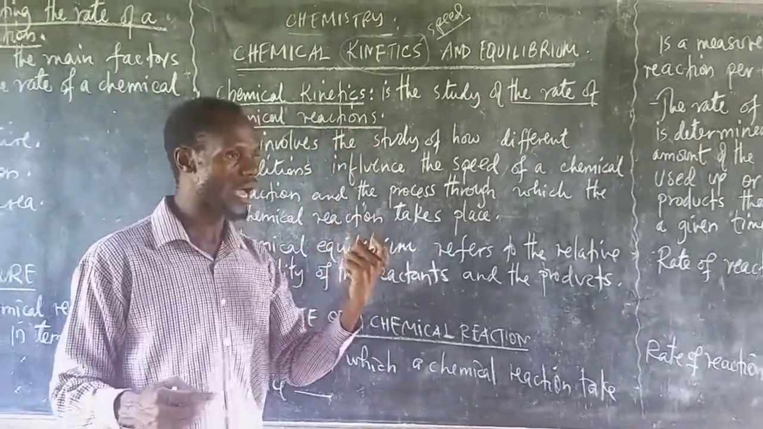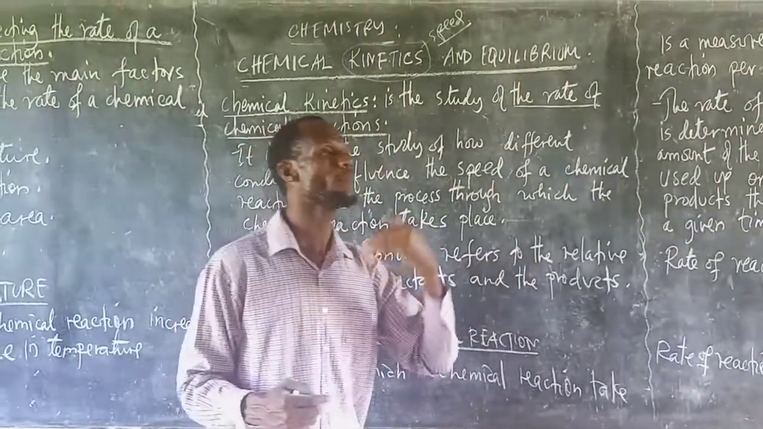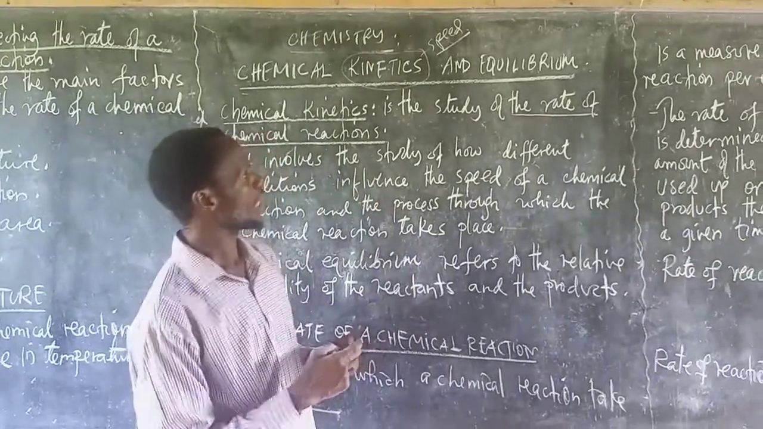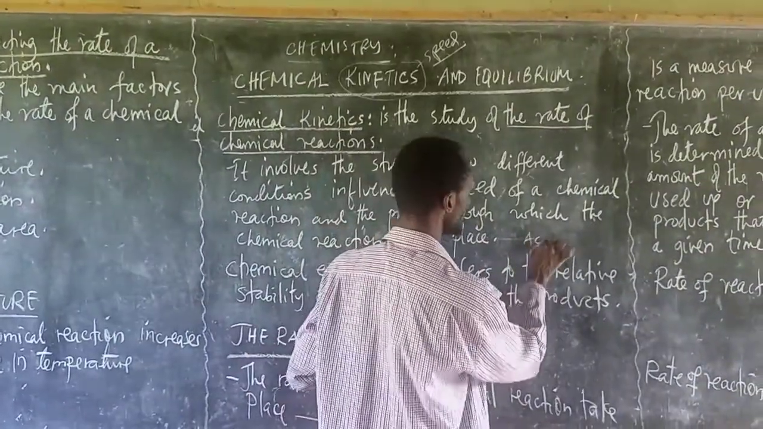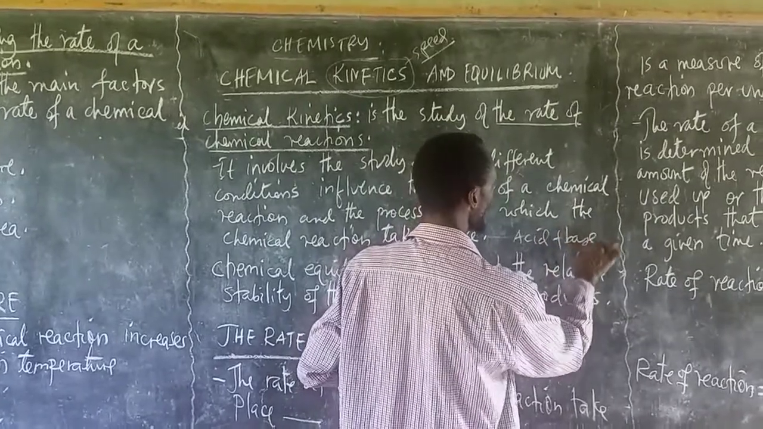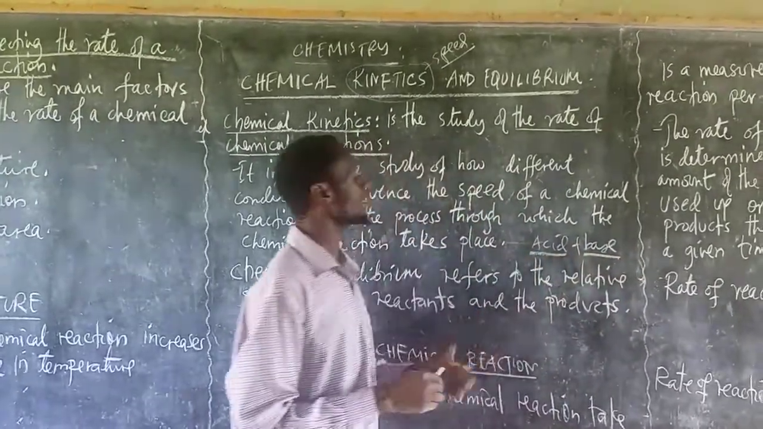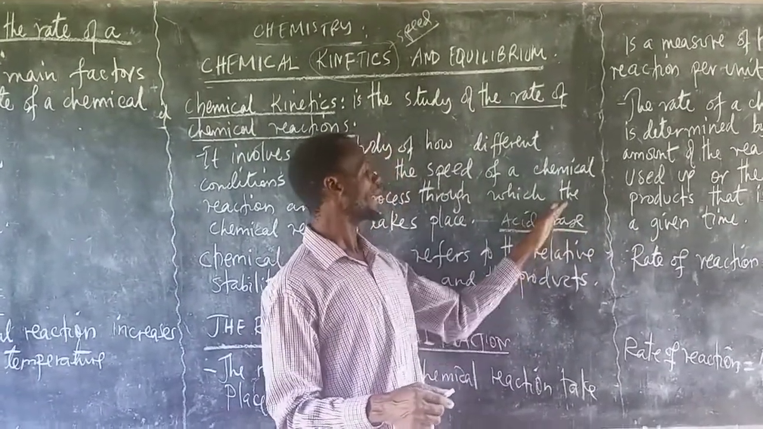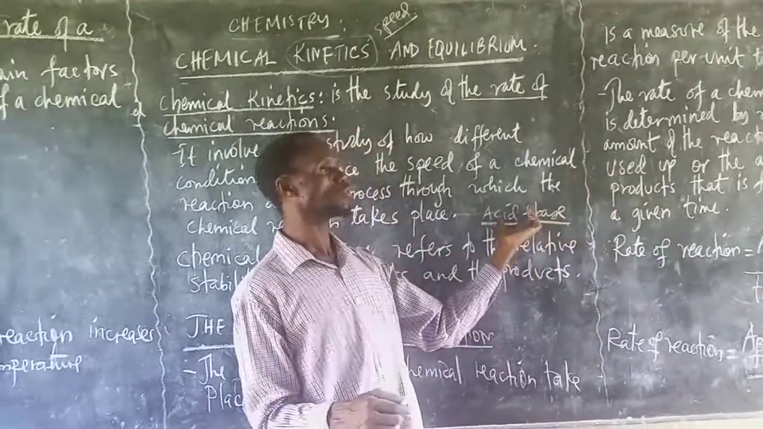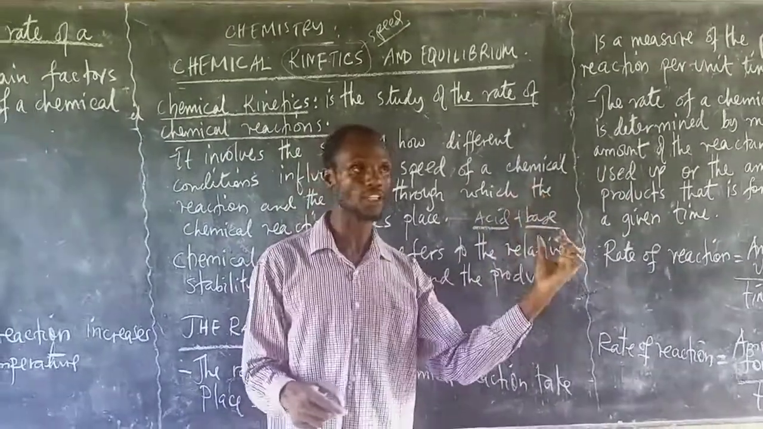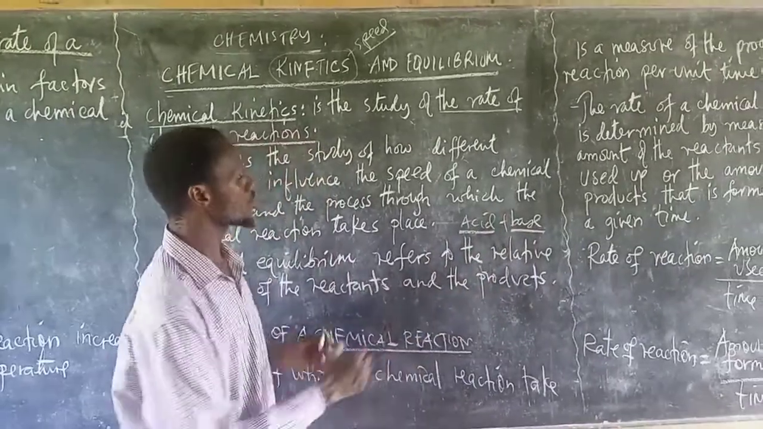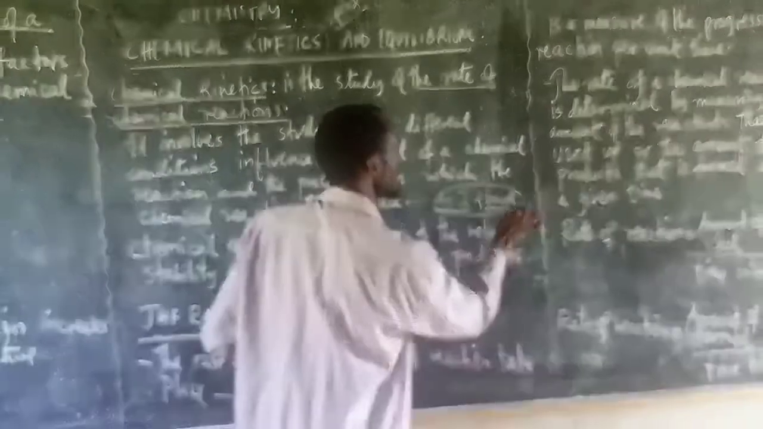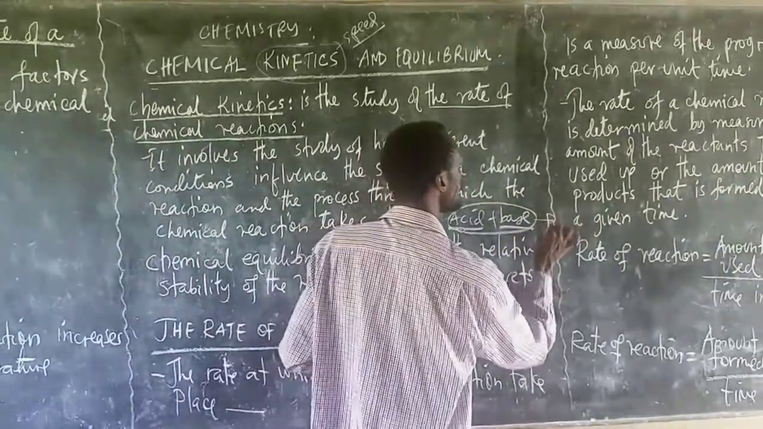Kwa hiyo kujifunza namna reaction inavyochukua muda kukamilika ndivyo tunavyozungumza chemical kinetics. Kwa mfano, labda the reaction is between acid and the base. Maana yake reaction kati ya acid na base inachukua muda gani kuwa completed? Na ule muda ambao inachukua baina ya kila ambacho kimezalishwa au kila ambacho kimetumika, hiyo ndio tunapima rate of chemical reaction. Because the rate of chemical reaction is only measured by considering the reactant that is being used per time and the product that is being formed per time.